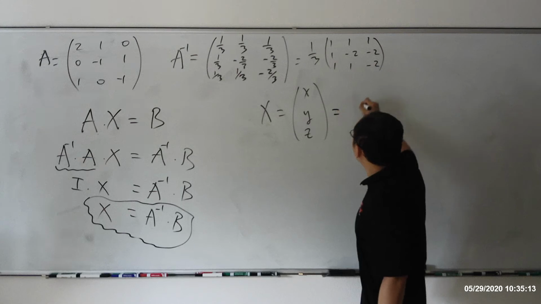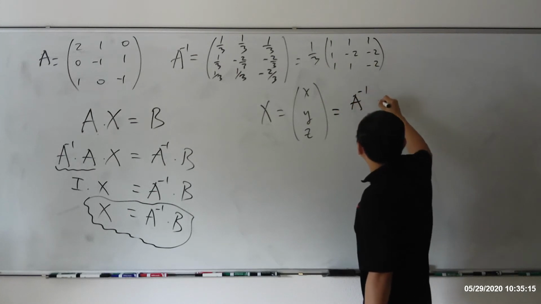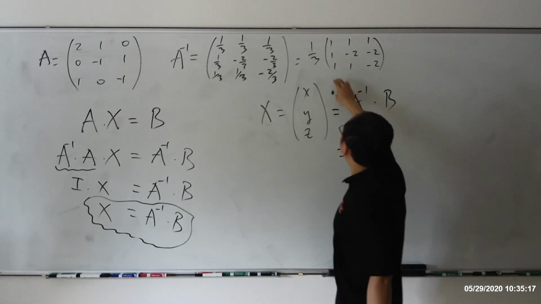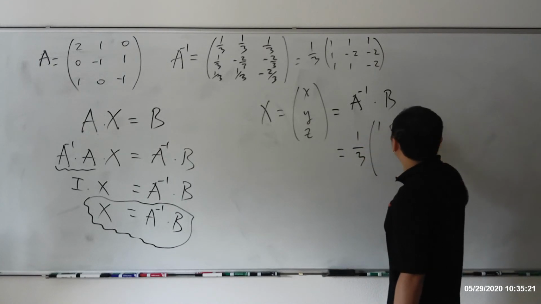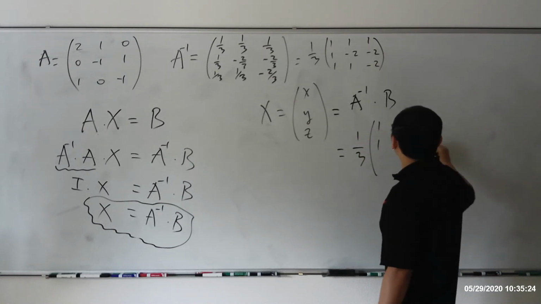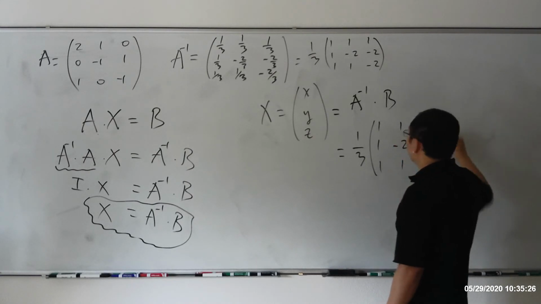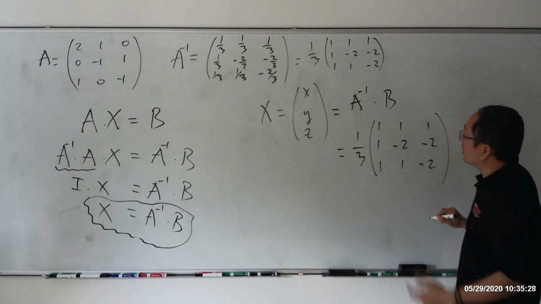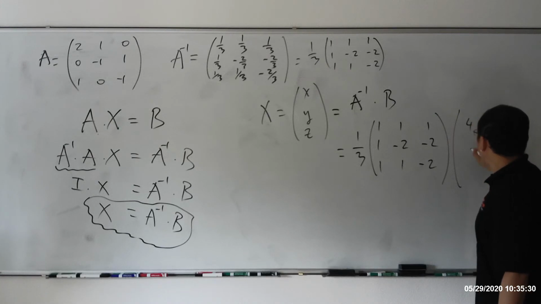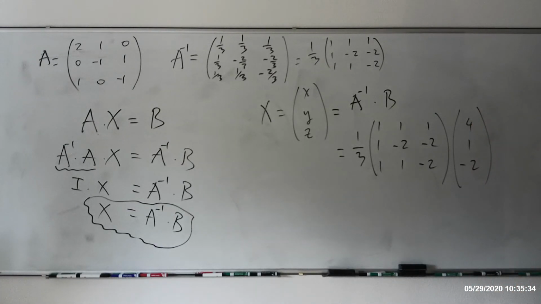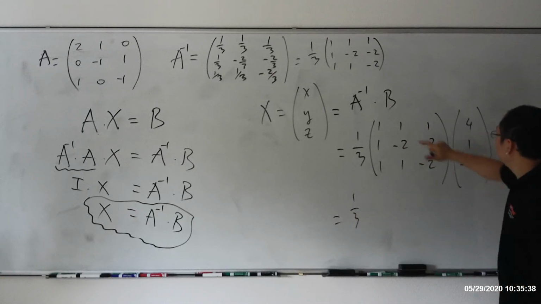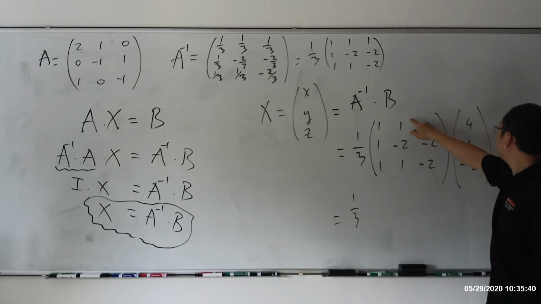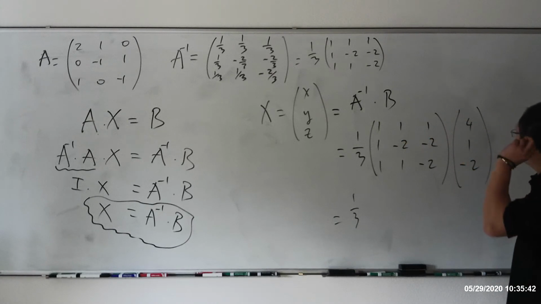X is what? A inverse times B, right? And A inverse is right here. Let me use this: 1/3, 1, 1, 1, 1, -2, -2, 1, 1, -2, and times B. Oh boy, what's B? 4, 1, -2, if I remember it right. Yeah, we got the B. I'll multiply them. There's 1/3 in front, right? 1 times 4, 1 times 1, and 1 times -2.